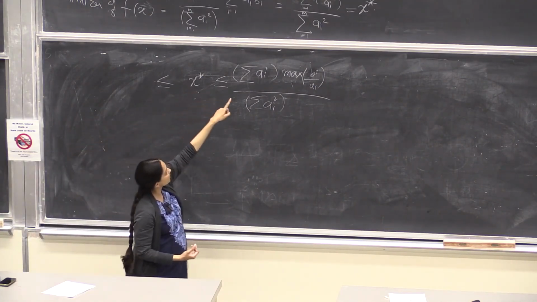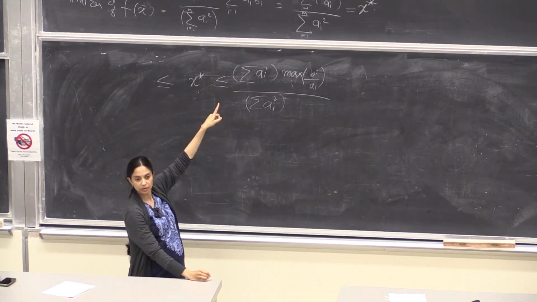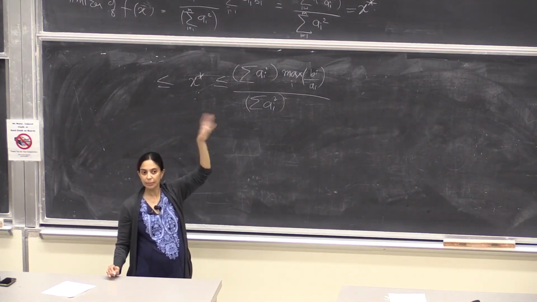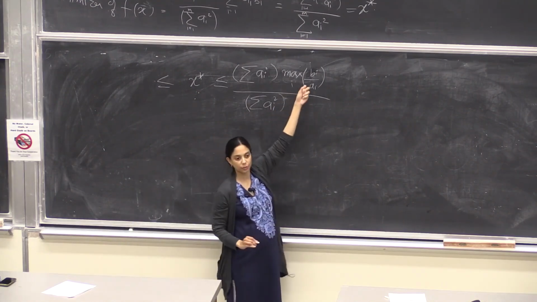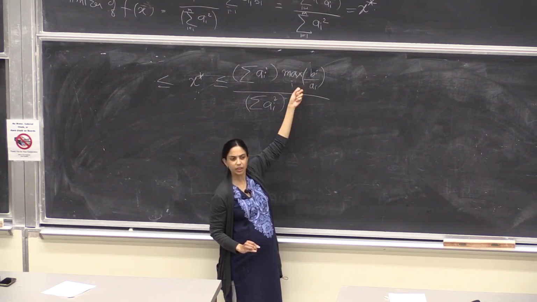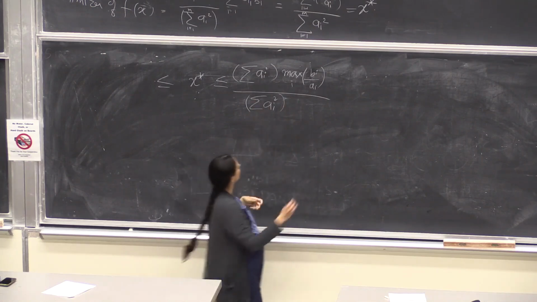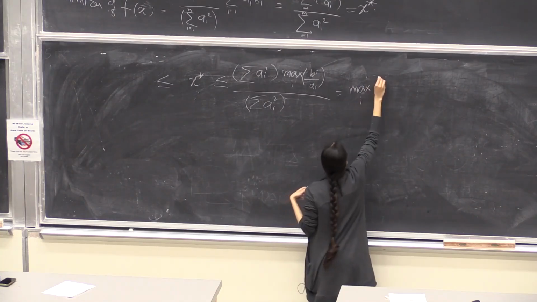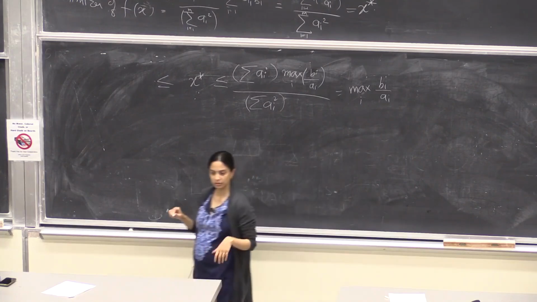At x star, we have a_i squared times b_i over a_i in the numerator, right? So instead of b_i over a_i, let me replace every single b_i over a_i with the largest one of these ratios. Clearly, this is an upper bound, right? And then I can just pull this out, and this is just equal to... Does everyone see that?